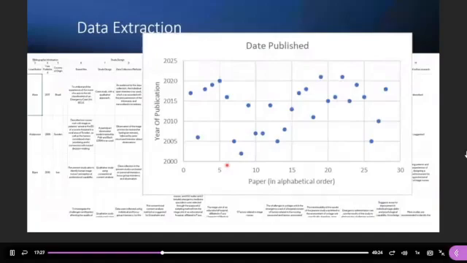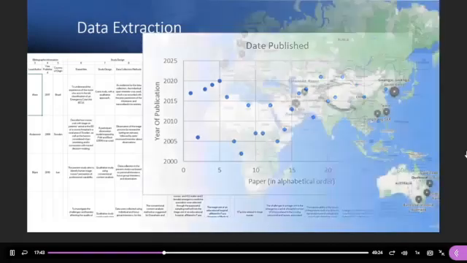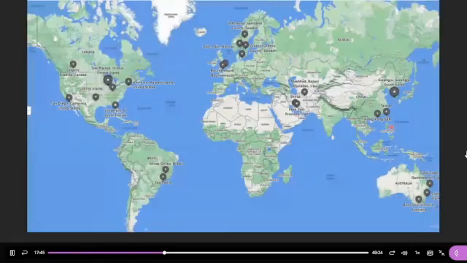For data extraction, we filled in our tables, and examining the dates published, we had papers ranging from 2002 all the way up to 2021, with the majority taking place after 2014. Locations of the study, we found a broad coverage from the globe. We had a couple from the UK, we had quite a few from the Scandinavian countries, a few from Iran and Asia, a few from Australia and South America, and a lot from North America.